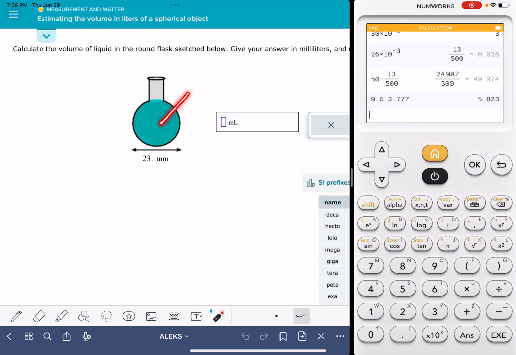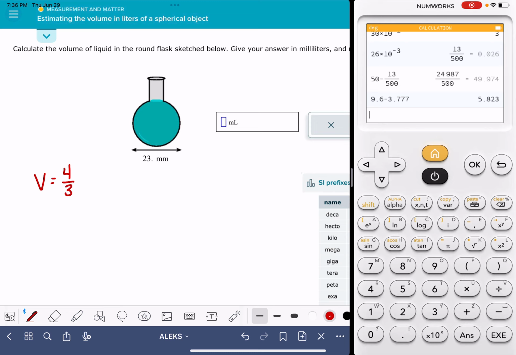We're going to begin by calculating the volume of this spherical area using the equation for calculating the volume of a sphere. That equation is 4/3 pi r cubed, where r is the radius of the object. The diameter of the object given to us in the problem is 23 millimeters. So that means that the radius is half of that, which for this guy is 11.5 millimeters.